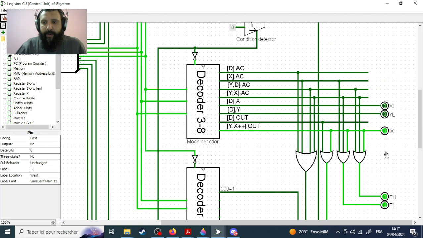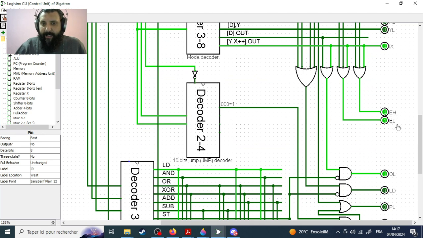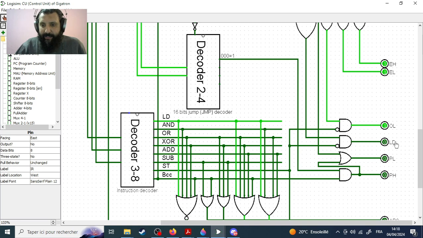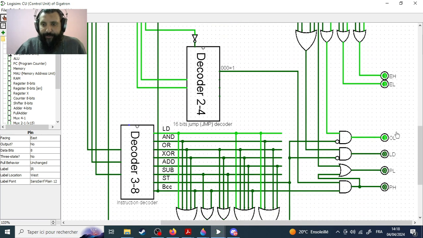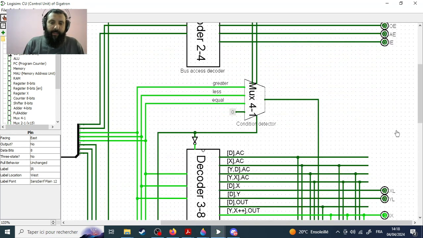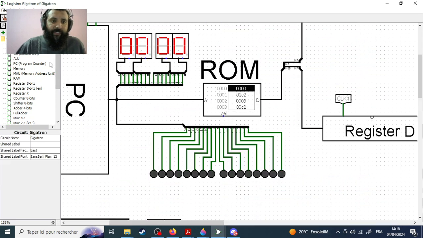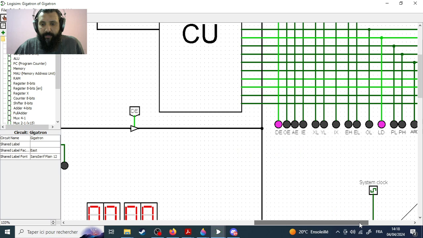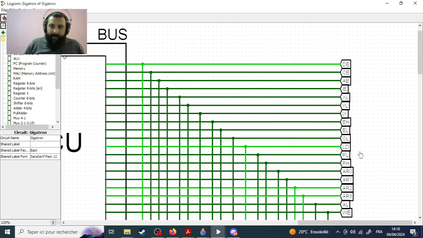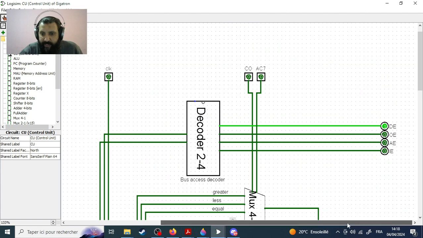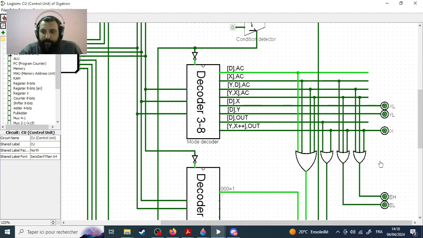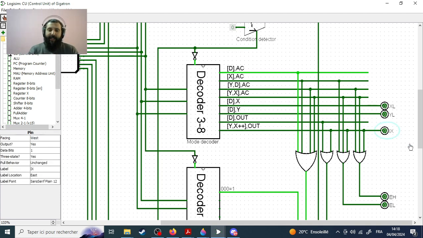Those bits are controlling signals. They are controlling, for instance, the IX, the YL, the XL, the EH, the EL, the OL, the LD, and the PL also. If you remember, we have all the control signals. We studied them last time, and we will see how we can use this decoder to control those signals. For instance, this is the simplest one. Can you remind me what this signal is used for? The IX. What is the signal IX? This is the question.